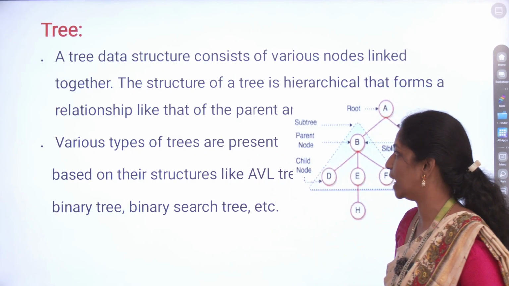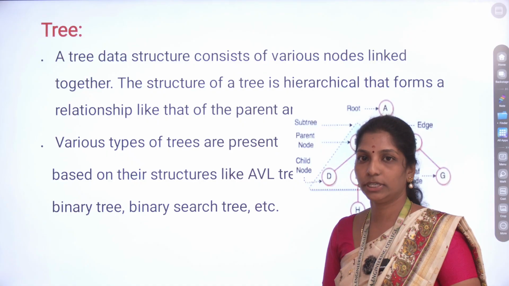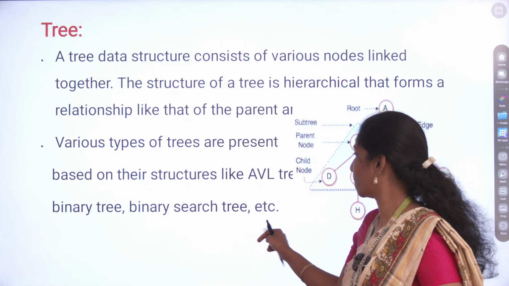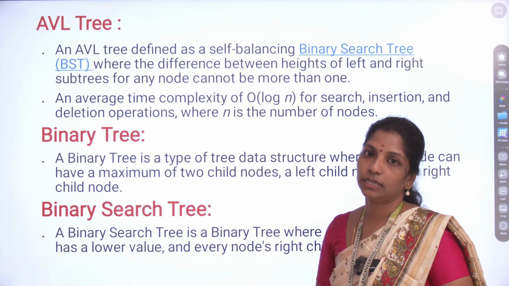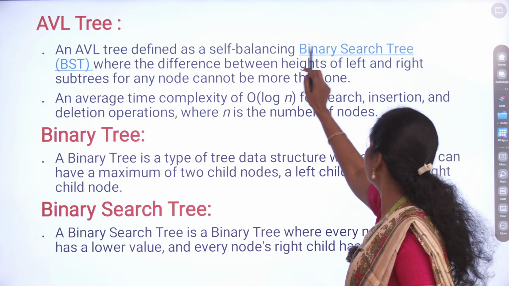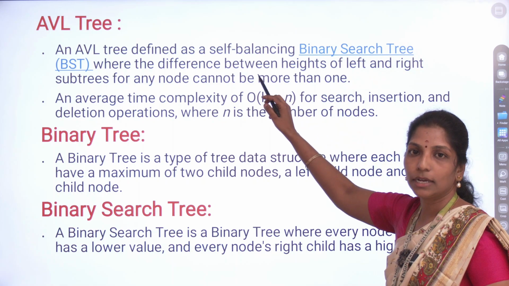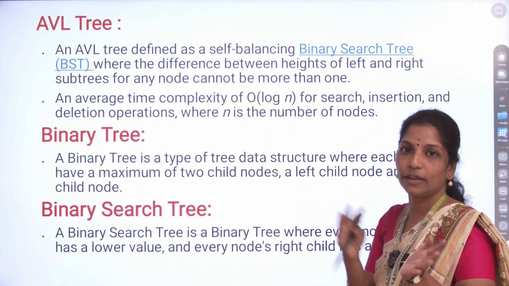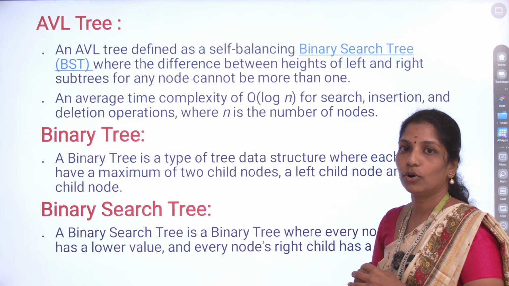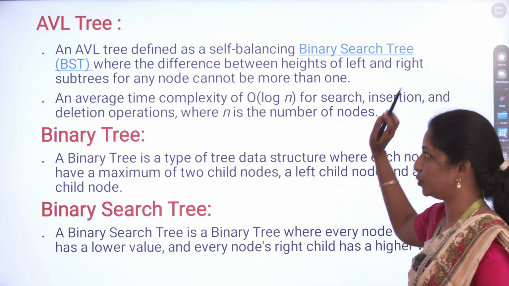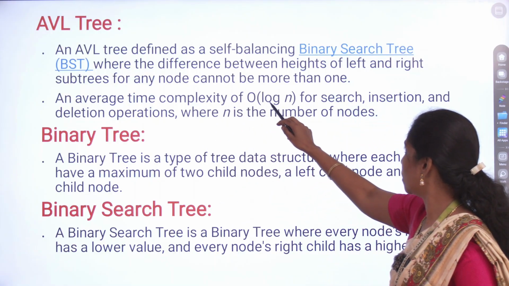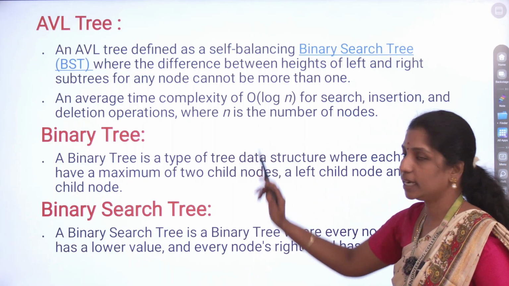Here you will have different types of trees. You have the AVL tree, binary tree, and binary search tree. Let's see what an AVL tree is. An AVL tree is also a binary tree. It is a self-balanced binary search tree, so the binary tree is balanced. The left side of the node and the right side of the node will follow the same level. That is called a self-balanced binary search tree. The average time complexity of the AVL tree is O(log n) for searching, insertion and deletion operations.